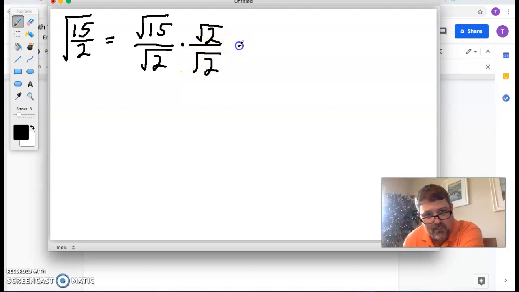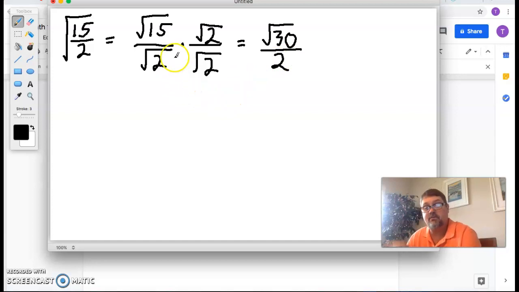All right, so this is going to give me the square root of 30 divided by 2. Now we could possibly simplify some more in a lot of cases, so we need to look at that 30. It's 3 times 5 times 2. It doesn't have a perfect square factor in there, so this is actually done. So the square root of 30 divided by 2 is the simplified version. And that's called rationalizing a denominator.